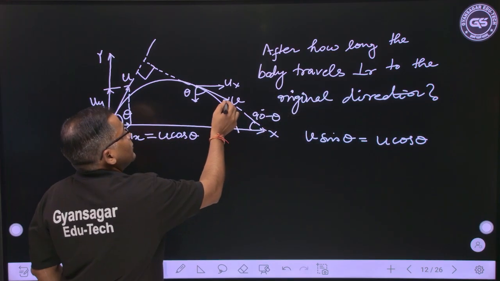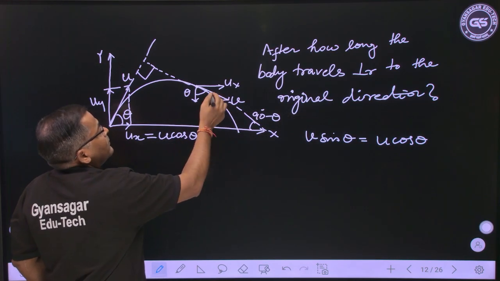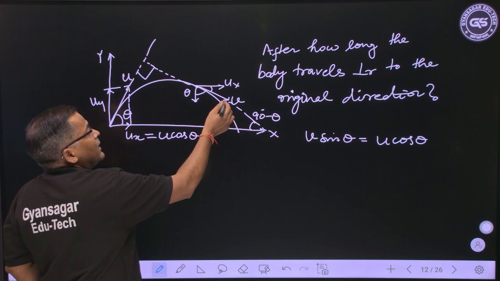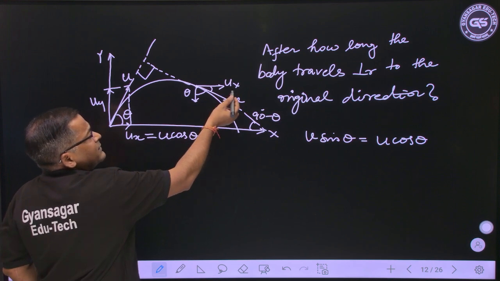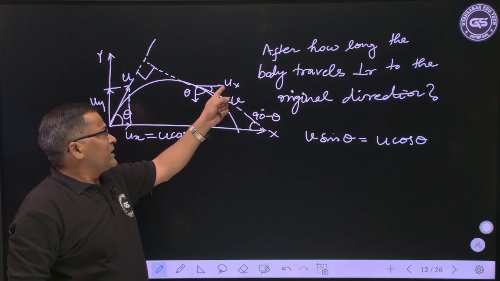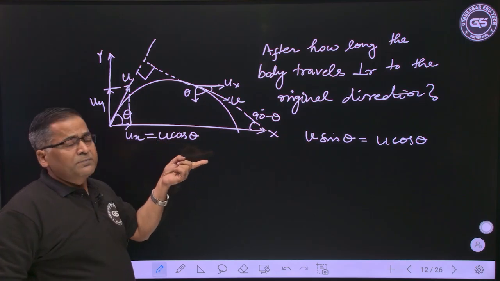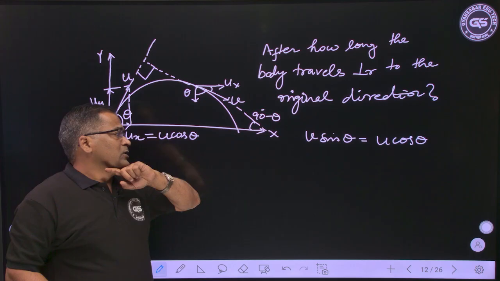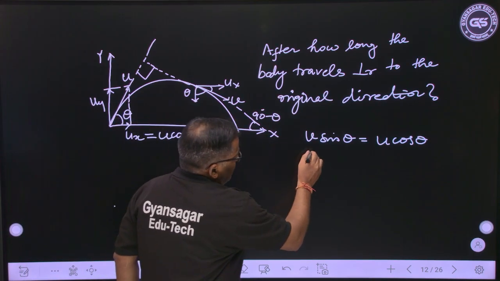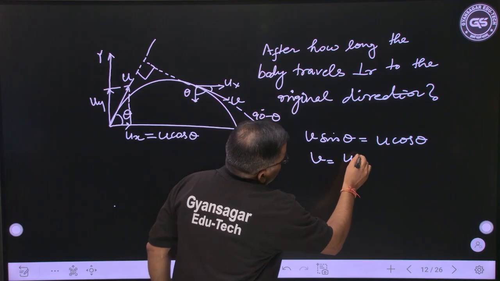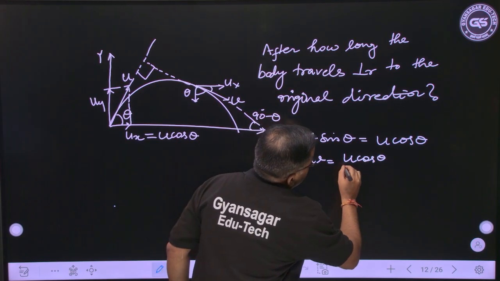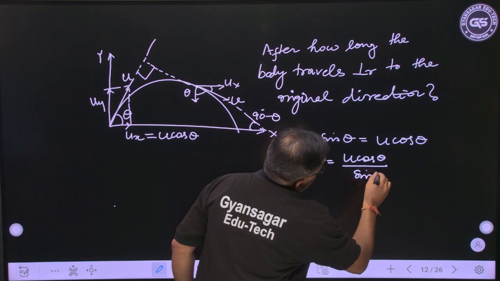From this side, this is 90 minus theta, and the component of v in this direction will be v sin theta, which will be equal to ux, and ux is u cos theta. So v sin theta is u cos theta. So we can find v equal to u cos theta upon sin theta.